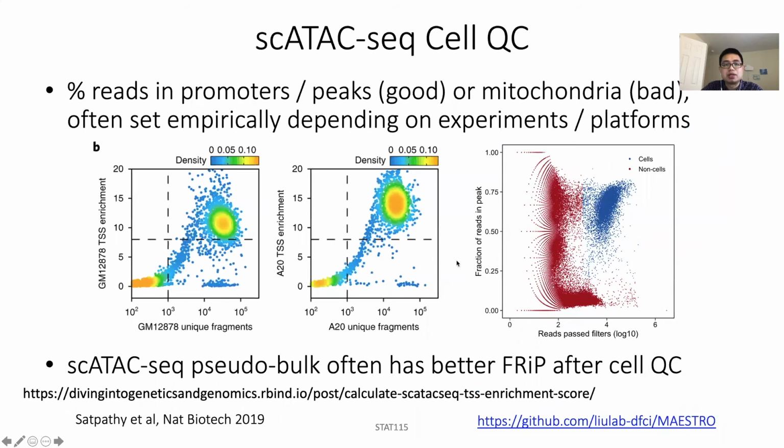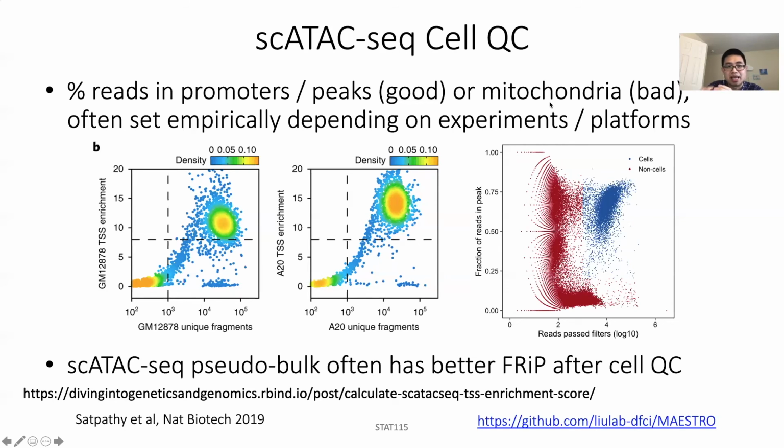Now we go to the real QC for each cell. We know most of the promoters are open, and we should have enrichment of ATAC-seq signal in the promoters. So you can either have percentage of reads mapped in the promoters or percentage of reads in the peaks. The higher the better for a good experiment. And if a higher percentage of reads map to mitochondria, just like in single-cell RNA-seq, that's not good.